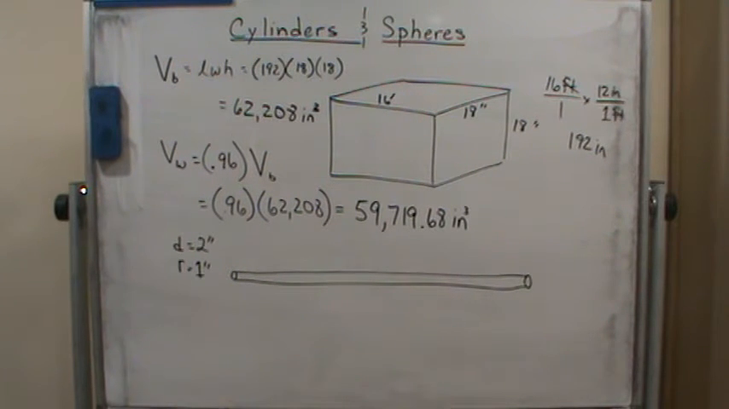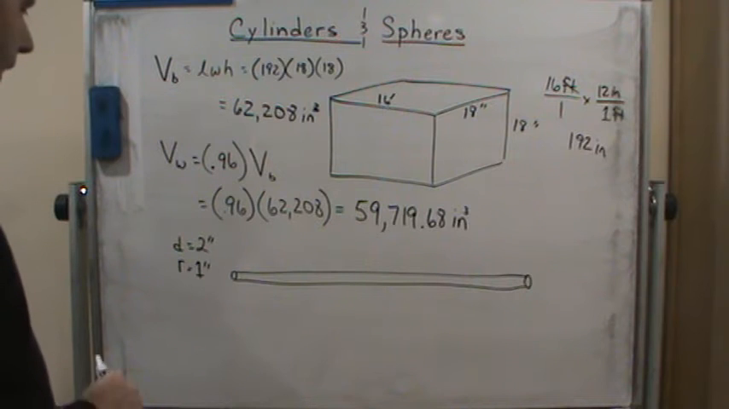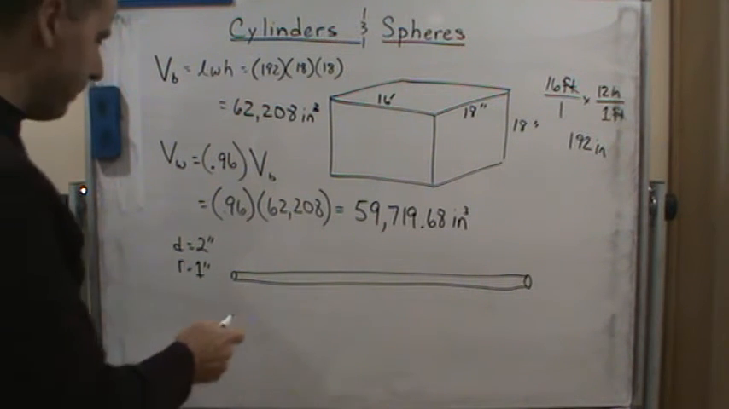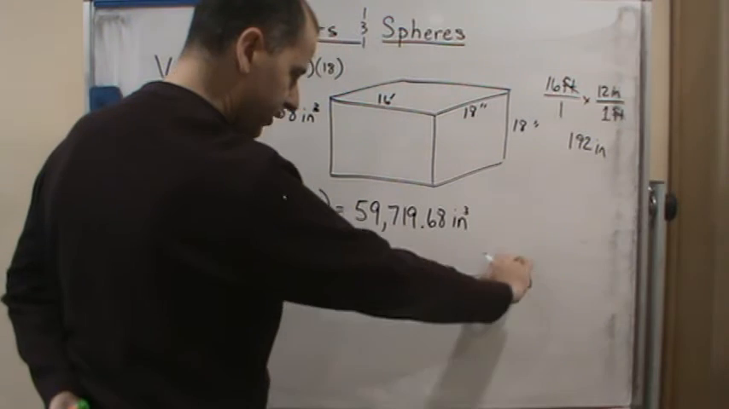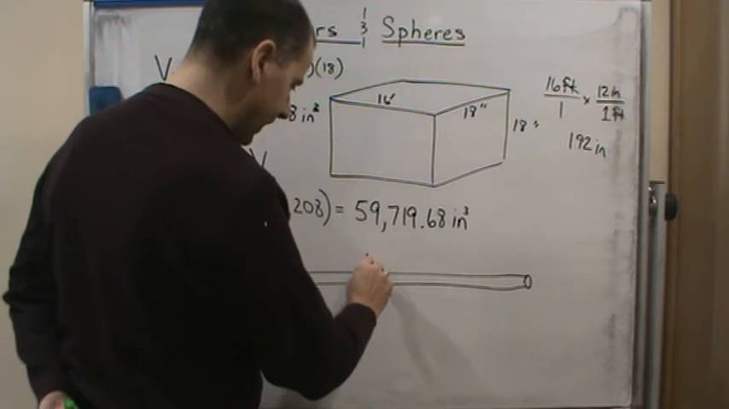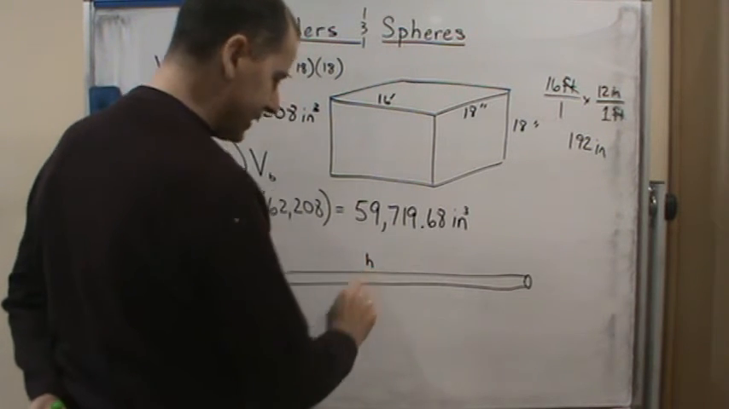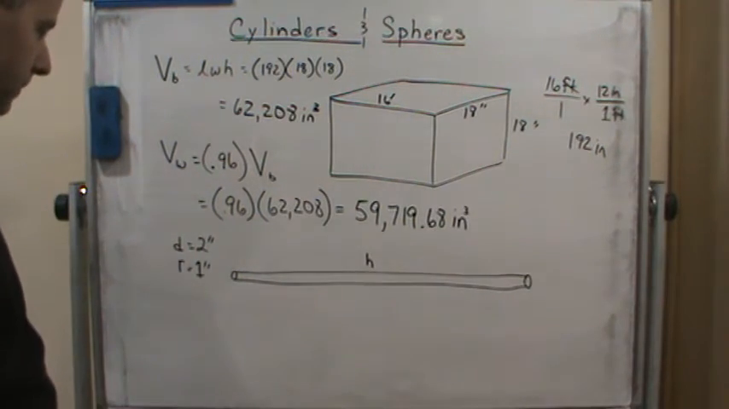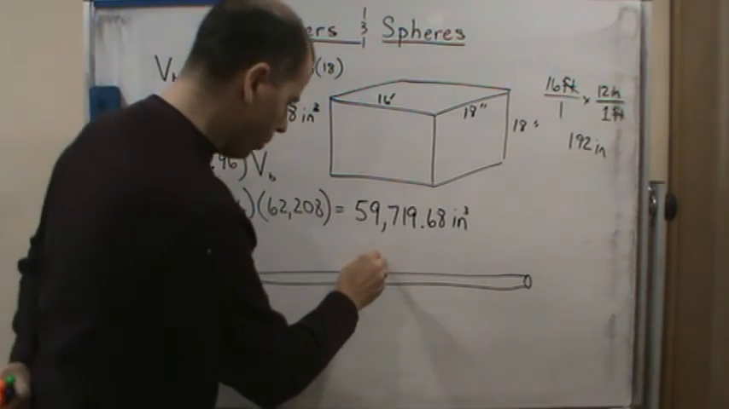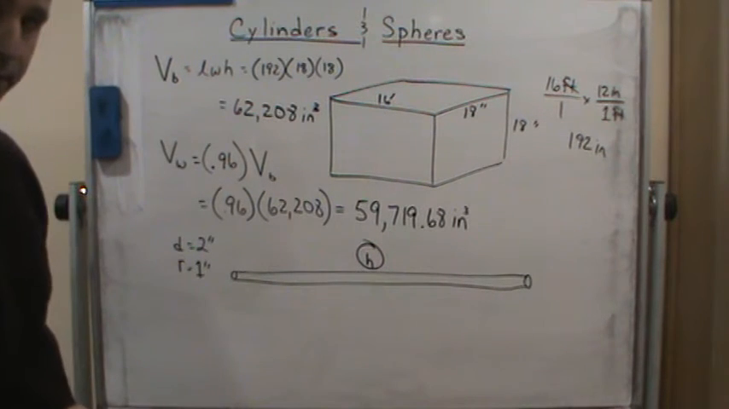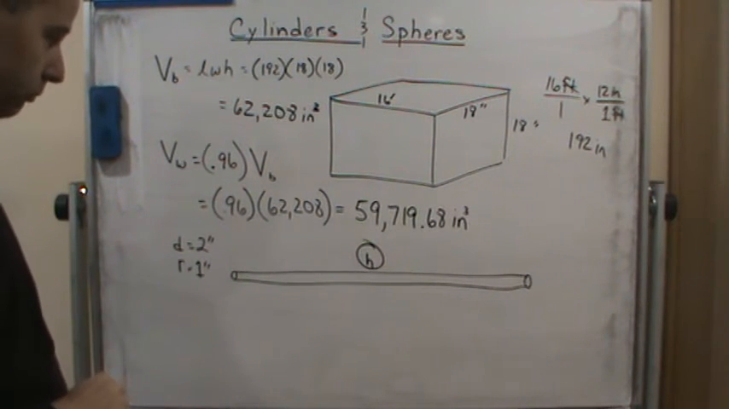Now, remember the goal. What are we looking for? We're looking for the number of linear feet in this 2-inch diameter cable. It's a cylinder lying down, so the length of the wire is the same as the height of the cylinder. So in other words, we're looking for the height of this cylinder.